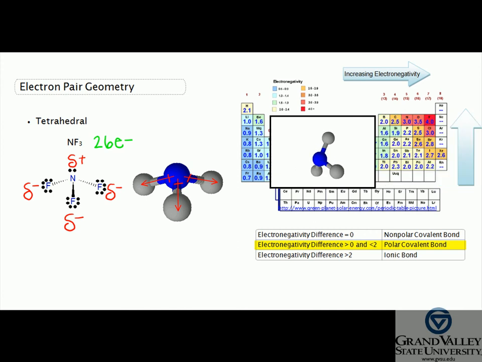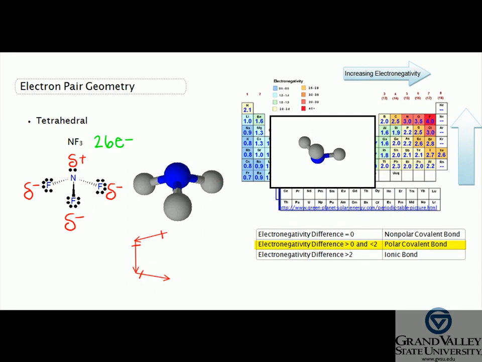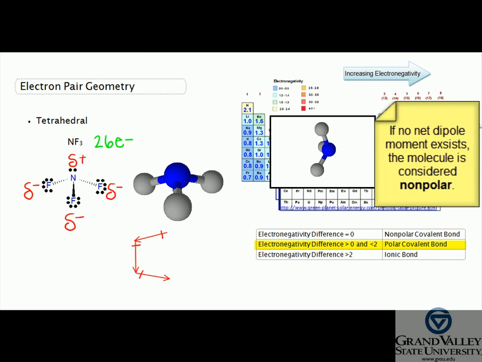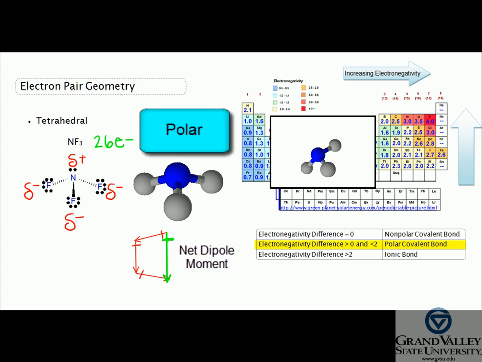Begin by drawing the first vector, paying attention to the length and orientation. Then continue by drawing the second vector, starting from the head of the previous vector. Continue to draw vectors until all are used. If the head of the final vector is located at the tail of the first, then no net dipole moment exists and the molecule is considered nonpolar. Since the dipole moments do not cancel, NF3 has a net dipole and is considered to be a polar molecule.